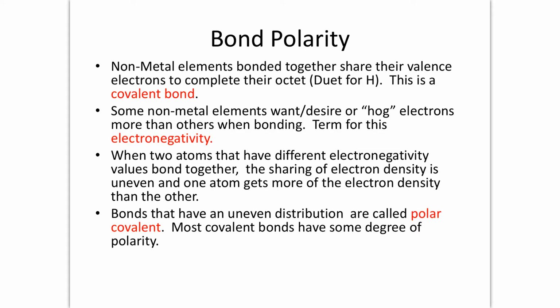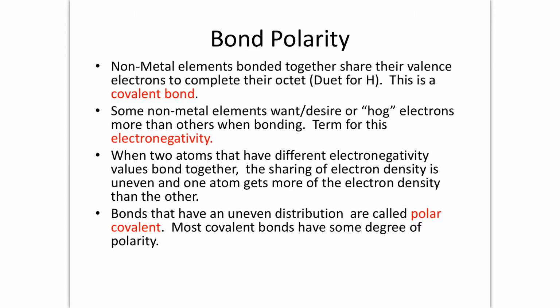Okay, so let's talk about bond polarity. When two nonmetal elements bond together, they share their electrons and we call that a covalent bond. However, in most cases, the sharing of electrons is uneven. In other words, one of the atoms gets more of the electron density than the other atom. The sharing of electrons is not equal. So somebody gets more of the electrons around them than the other atom.